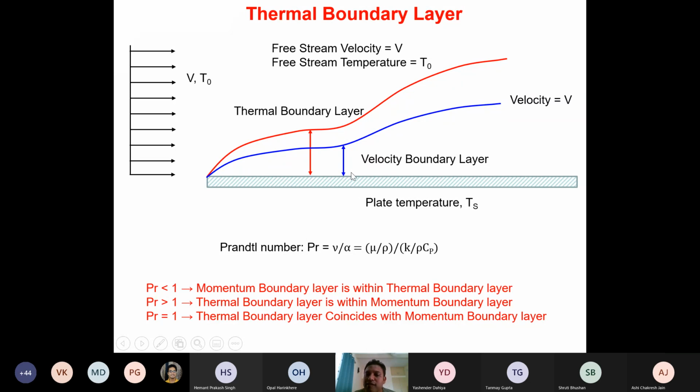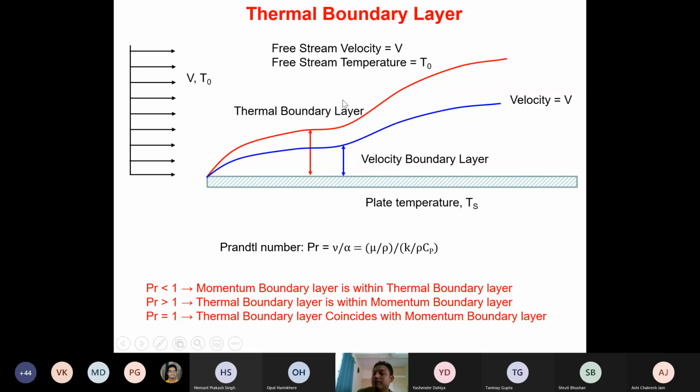Initially at the surface, the temperature will be Ts, but as we move in the upward direction, my temperature is going to decrease, and as I reach this red line, my temperature becomes the same as the free stream temperature, which is equal to T naught, isn't it? So there is a temperature distribution along the upward direction. That gives me a thermal boundary layer or a temperature boundary layer.